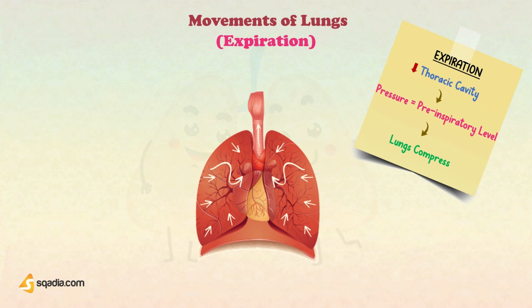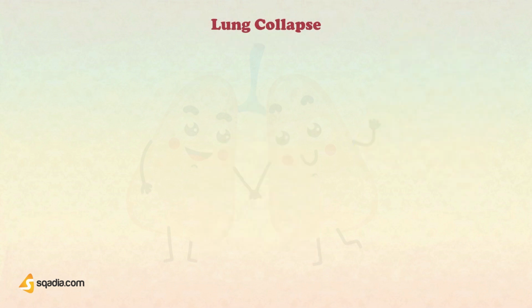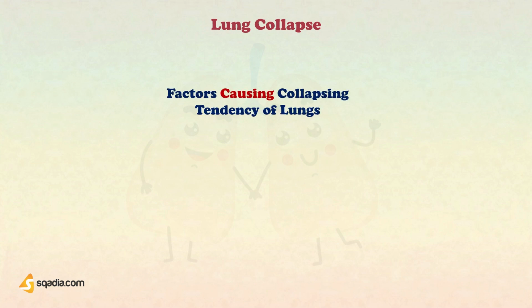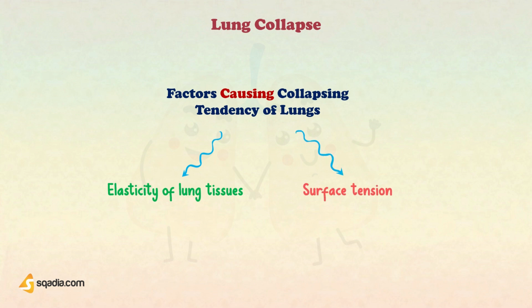Do you know that your lungs are under constant threat of collapse, even in resting conditions? Well, this is because of certain factors. Now, the two main factors that are responsible for the collapsing tendency of lungs are the elastic property of lung tissues, because elastic tissues of lungs show a constant recoiling tendency and try to collapse the lungs, and surface tension, or the tension exerted by the fluid secreted from alveolar epithelium on the surface of the alveolar membrane.